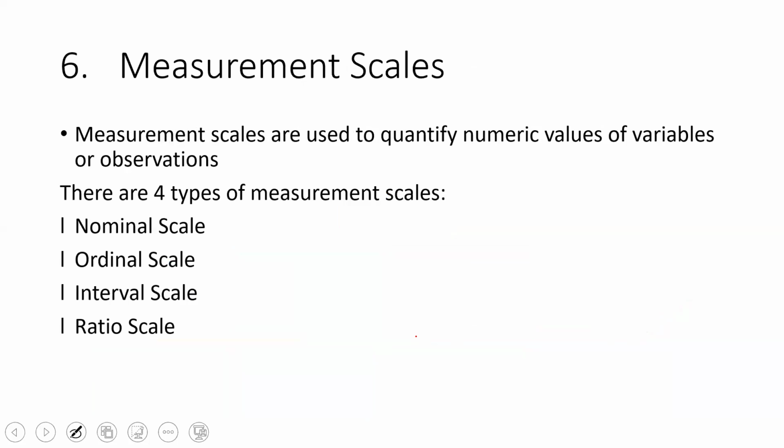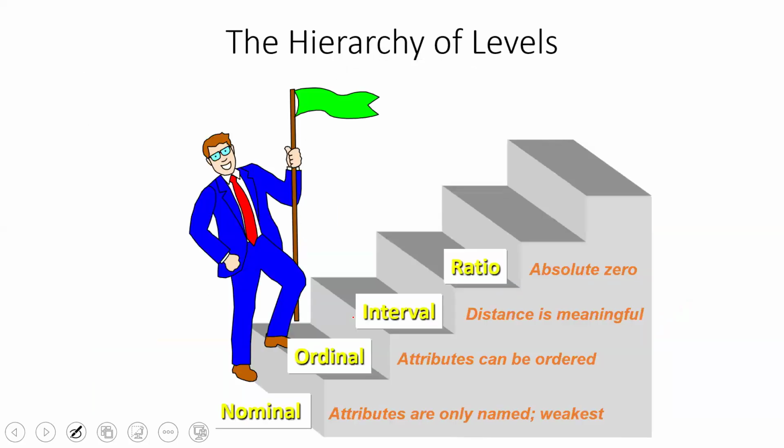The measurement scale is just a follow-up of the kind of variable. We have 4 types of measurement scale. The nominal scale is for nominal data. The ordinal scale is for ordinal data. These 2 are qualitative or categorical data. The interval scale and ratio scale are used for quantitative data. So the measurement scale also determines the kind of analysis that can be used.